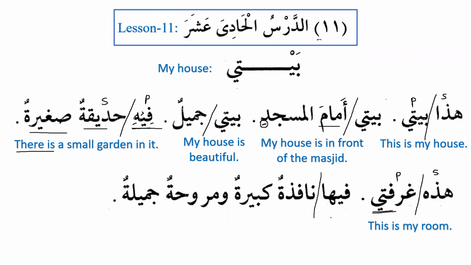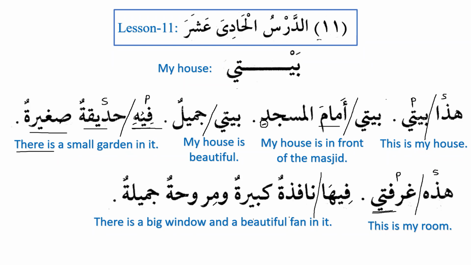Fiha, in it. Of course, ha will not change because ha is fixed and there is no need to change it. Fiha nafidatun kabiratun. So nafidatun kabiratun is mawsuf wa sifa. Wa means and. Mirwahatun jamilatun is also mawsuf wa sifa, an adjective phrase. So the translation will be, there is a big window and a beautiful fan in it. Nafidatun is window and mirwahatun is fan. So there is a big window and a beautiful fan in it.